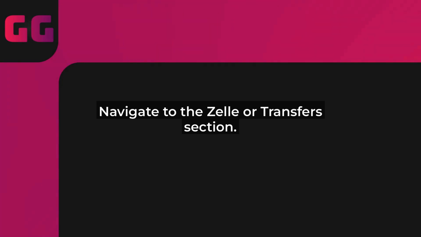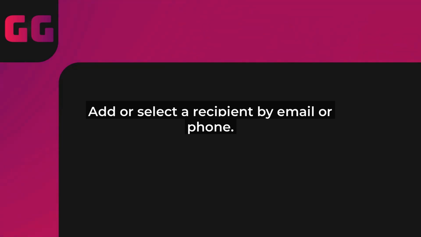Next, navigate to the Transfers or Zelle section. In the app, look for the Zelle icon. It's often prominently featured. If you're on the website, find it under Payments or Send Money. Once there, you'll see an option to add a recipient. Enter their email address or phone number, and Zelle will verify it.